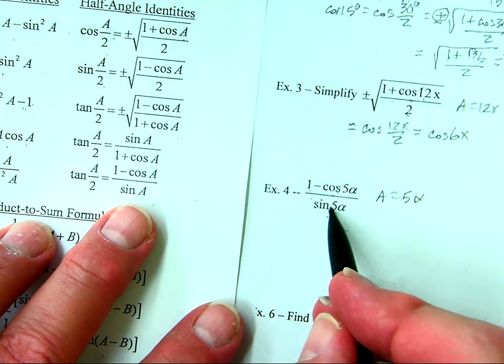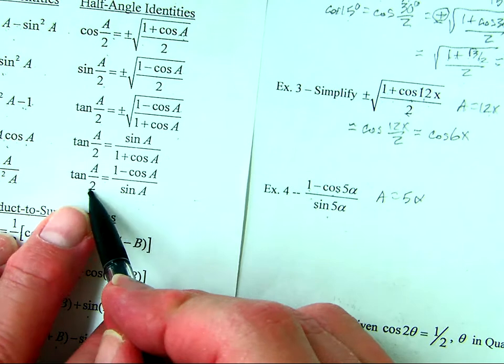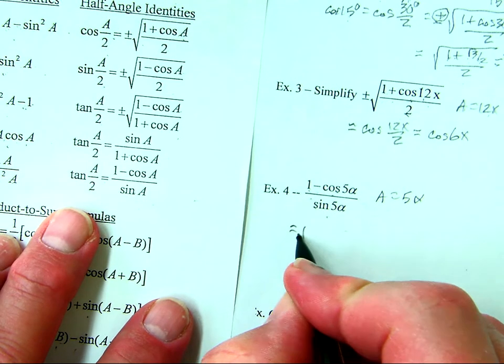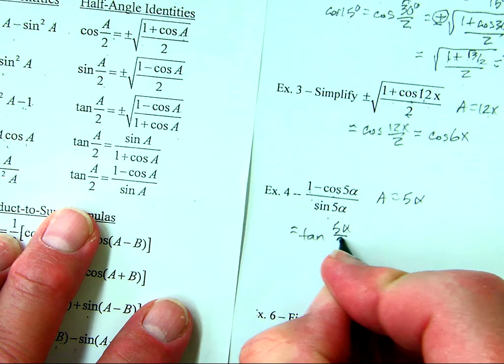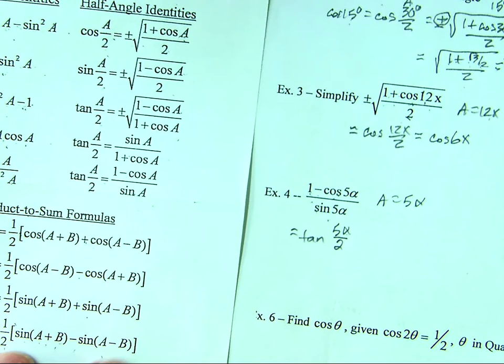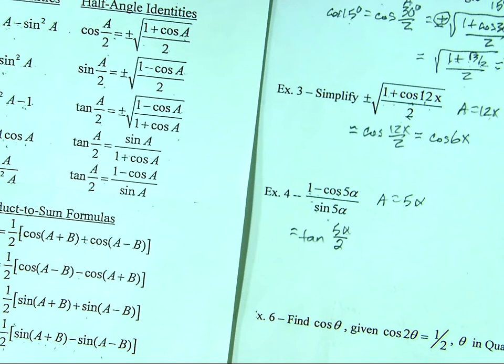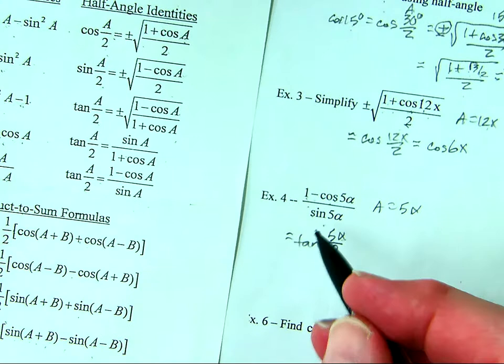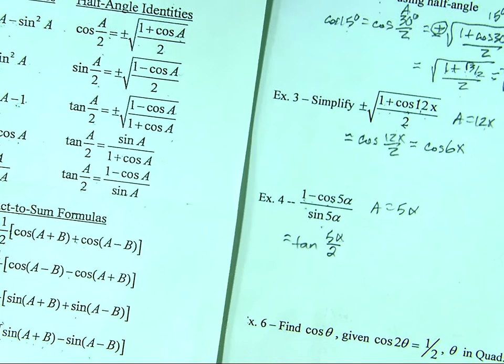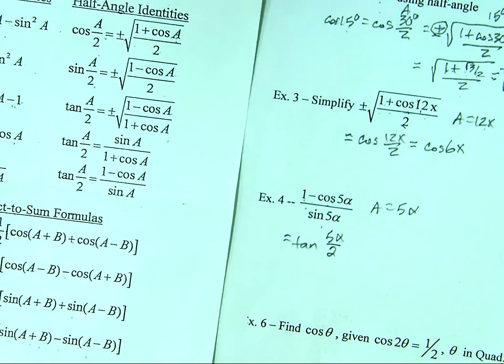Well, if that matches the right side of the identity, it has to equal the left side. So this equals the tangent of A over 2. Well, we said A was 5 alpha. So we have 5 alpha over 2, and that's all we can do with that. We can't go any simpler than that. So again, look at that and just try to match it with something on your identity sheet. Okay?